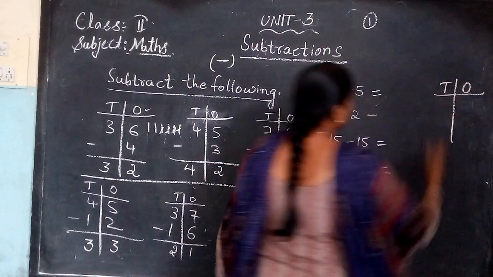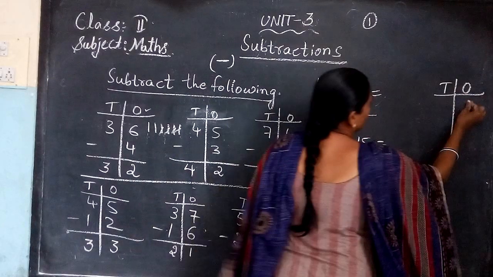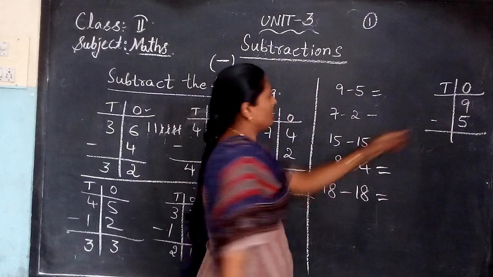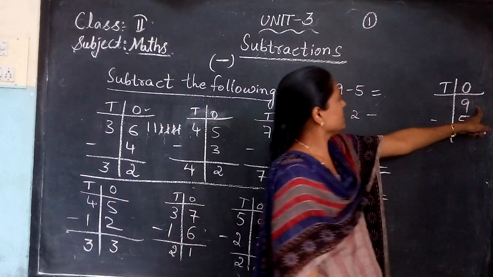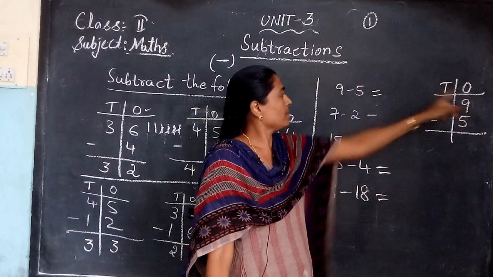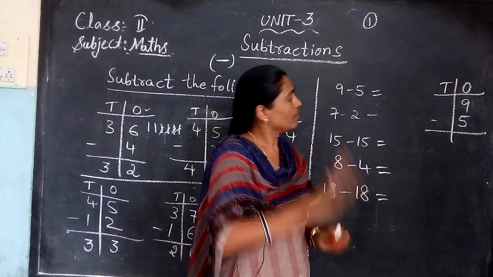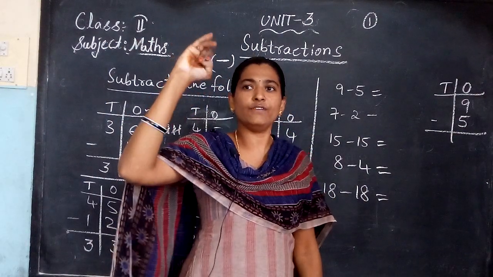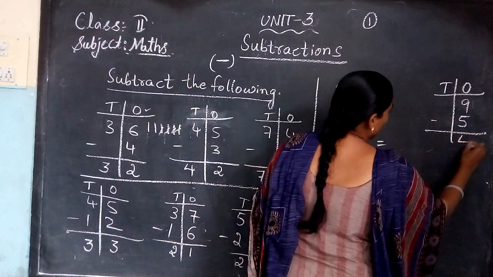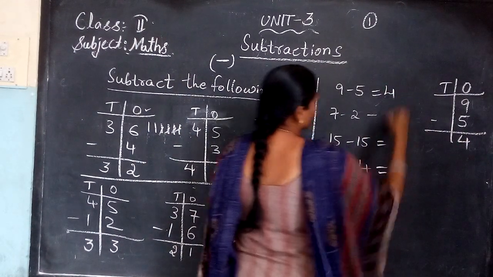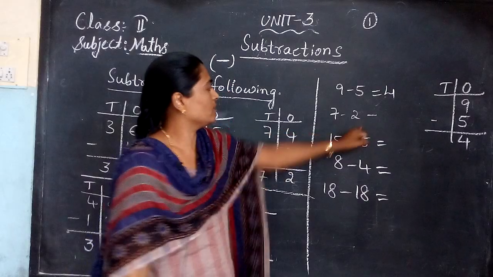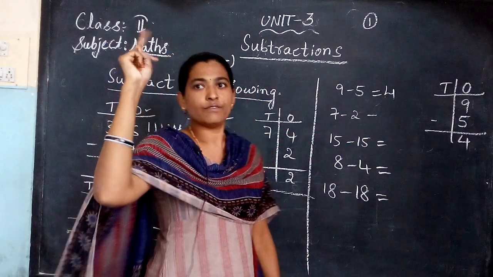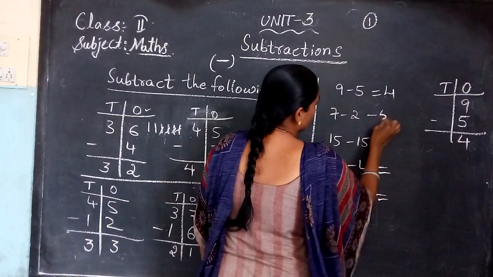Ones and tens. Only single digits are there, no? 9 minus 5. It will come in the ones column only. Only one digit is there, that means it is only the ones column. 9 in the mind, again 5 in your fingers. 9 before, 8, 7, 6, 5, 4. What answer did you get here? 4. Yes? 7 in the mind, again 2 in your fingers. 7 before, 6, 5.